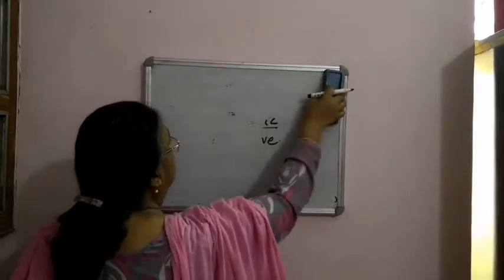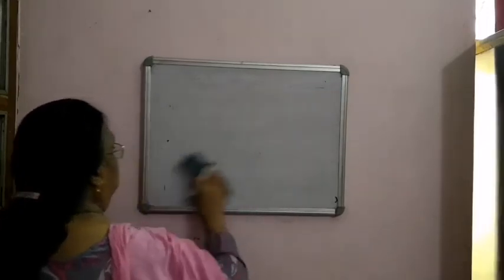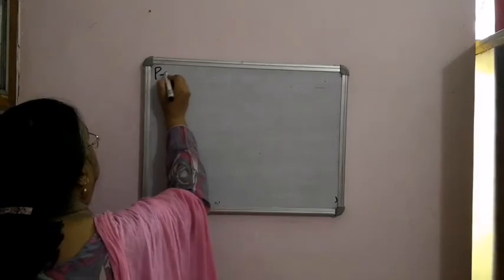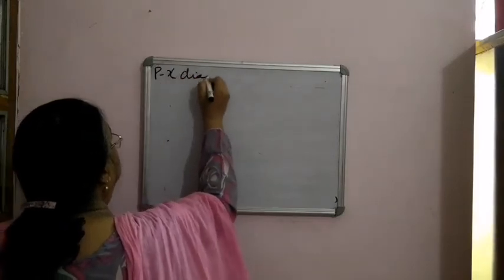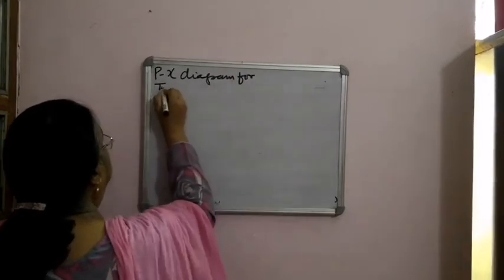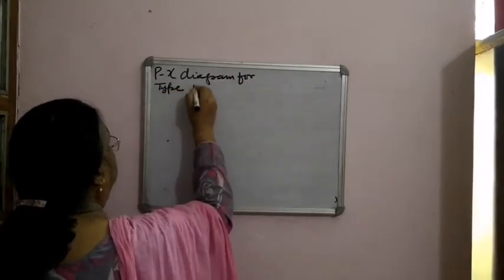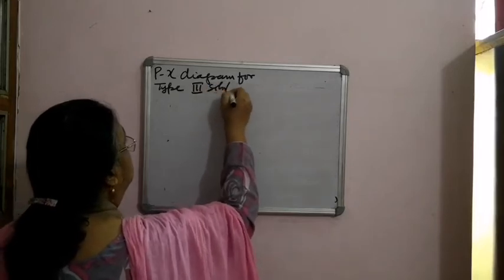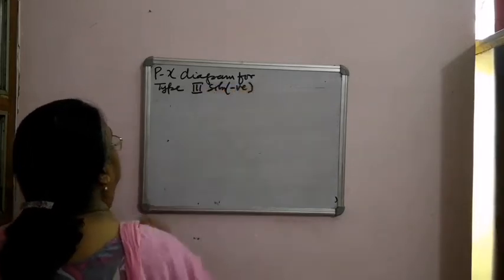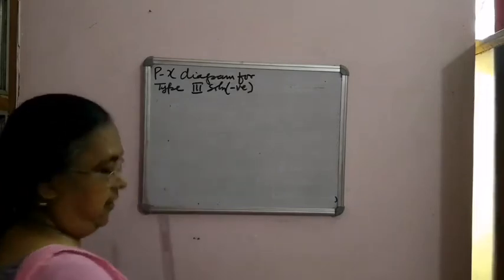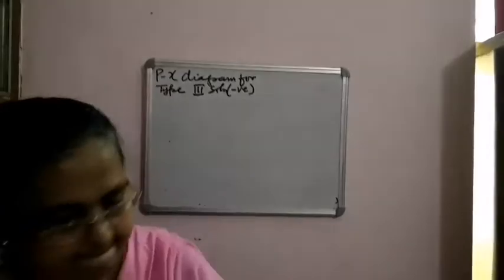Now we come to type 3. PX diagram for type 3. What is type 3 solution? Which shows negative deviation. So we will plot the graph, PX diagram.